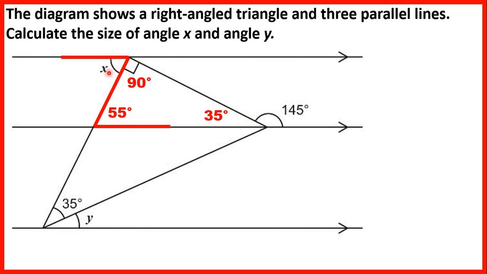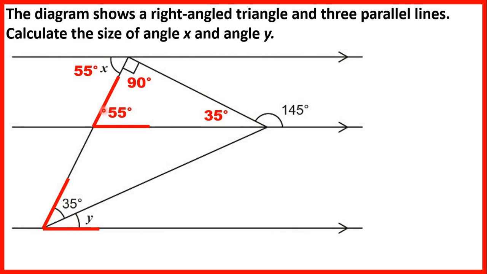So now here we can see that we can find angle X because we have a Z or backwards Z angle. And we know that we can use backwards Z angles because we have parallel lines. These little arrows show that the lines are parallel, and the question even tells us that the lines are parallel. So if this angle here is 55, the angle opposite will be 55 as well. So X is 55 degrees.